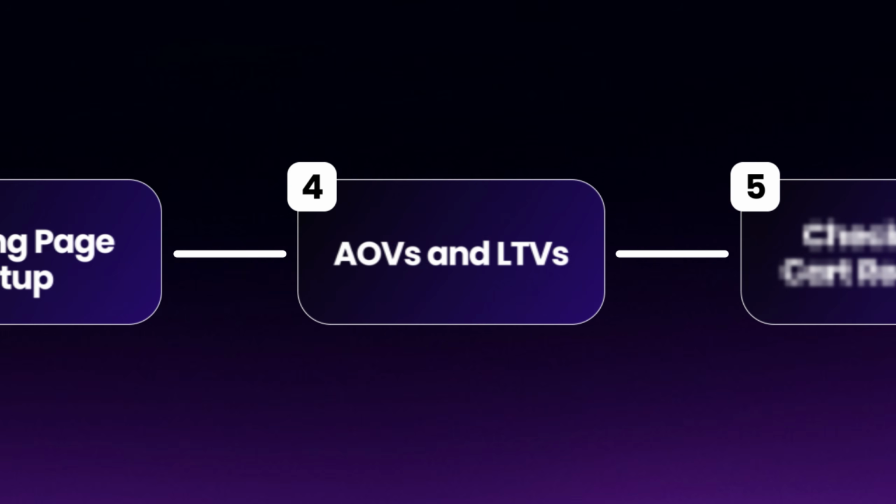For AOVs and LTVs, this is where we can do two things. It's where we maximize our average order value or maximize our lifetime value. Both are great strategies, but it just depends on how your funnel is set up to do it. Maximizing your LTV on the front end is a little more advanced. So I'm going to show you how to maximize your AOV for any brand that's under 100K per month.